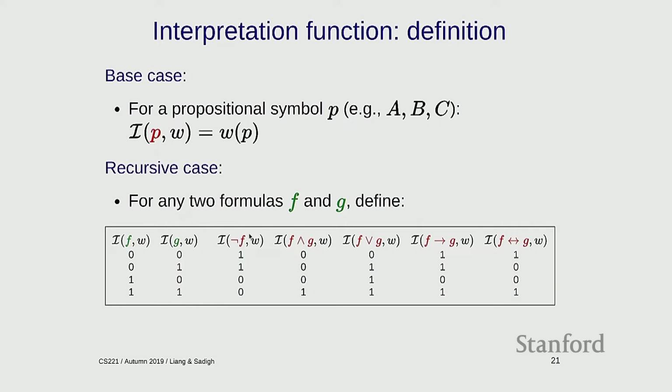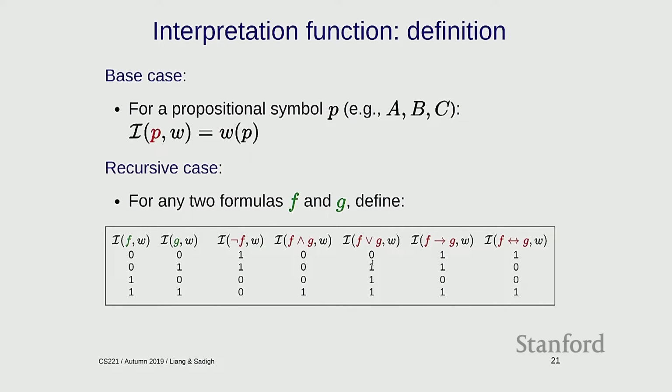Recursively, I can define the interpretation of any formula in terms of its subformulas. Suppose I have two formulas, f and g, and they're interpreted in some way. Now I take a formula, let's say f and g. What is the interpretation of f and g in w? It's given by this truth table. If f is interpreted to be 0 and g is interpreted to be 0, then f and g is also interpreted to be 0. 0, 1 maps to 0, 1, 0 maps to 0, and 1, 1 maps to 1. You can verify that this is your intuitive notion of what and should be.